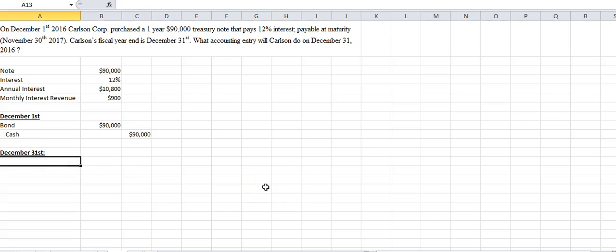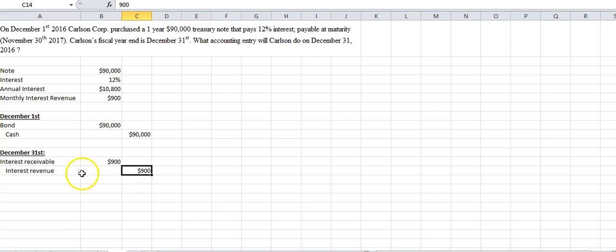So what I'll do is I'll book an interest receivable on December 31st, right? I'm expecting to receive this, and it's going to be for $900, and I'm going to recognize interest revenue on that month, $900. Okay, so that's the accrual of interest that I have for December 31st. On December 31st, I accrue 1 month of interest.